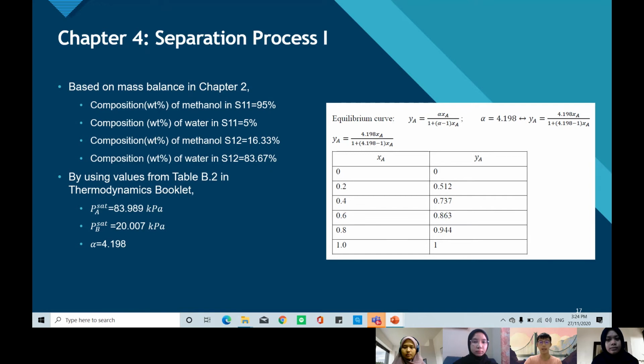And after that, by using the interval of 0.2 from 0 to 1, we got its own YA values respectively to plot the curve of equilibrium.